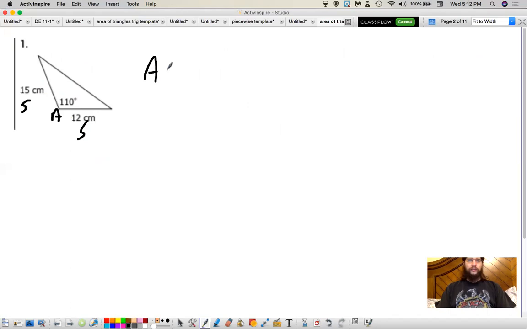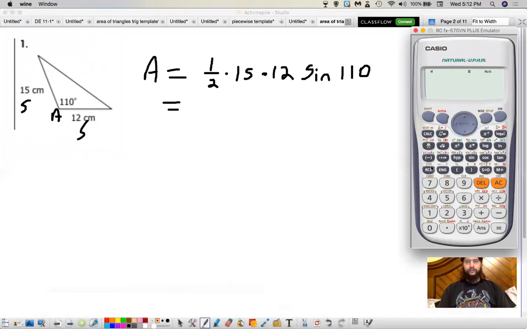Let's do it. So our area formula is 1/2. Our first side is 15 times our second side is 12, and then sine of the angle in between them. Well, type that in the calculator, round to the tenths place, and see what happens. 1/2 times 15 times 12 times the sine of the angle in between them. And we get 84.6.